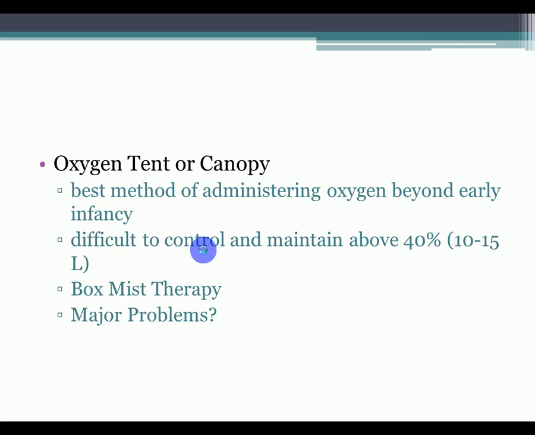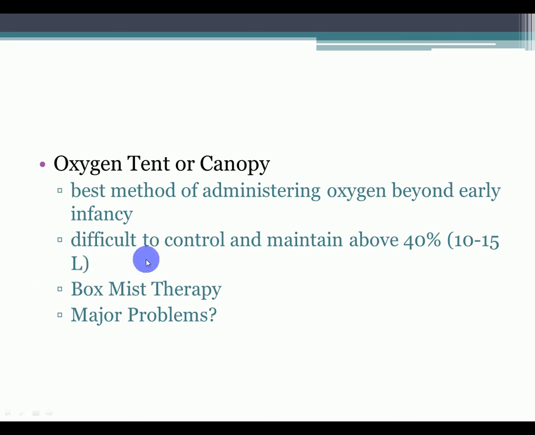Now let's look at the oxygen tent or canopy. I actually don't think your book took the picture out of those. Most of you are familiar with an oxygen tent or canopy. If not, then again, I encourage you to Google and to look at that. It is the best method of delivering oxygen beyond early infancy.